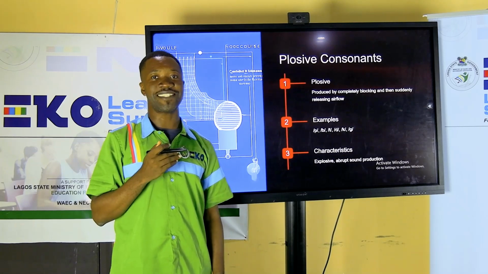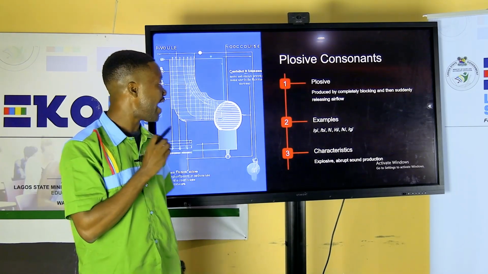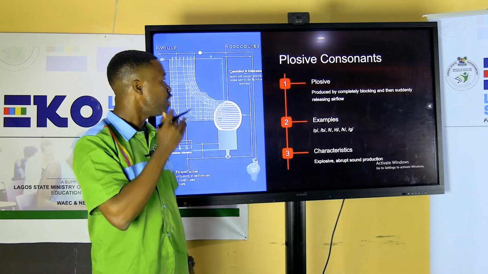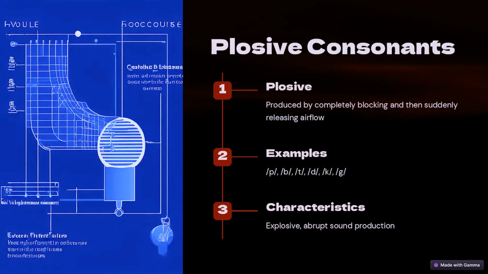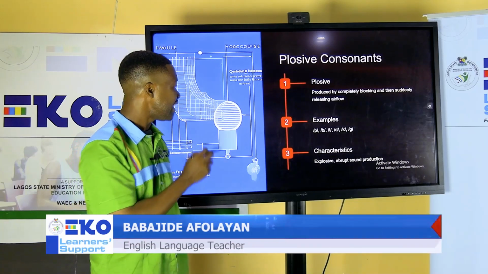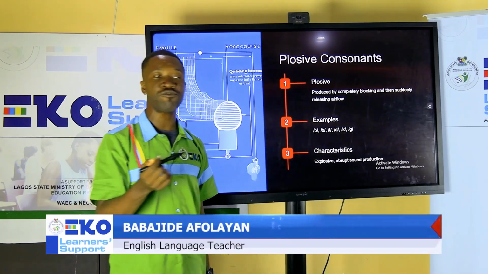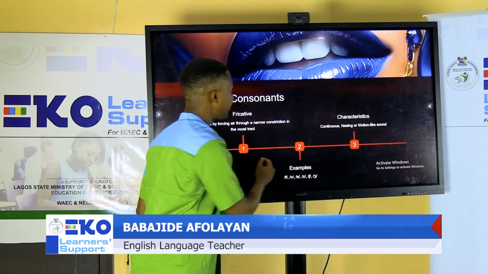When you produce the sound P, you find that there is a sudden and quick release of air from your mouth, because you have blocked a part of the speech organ. We have others like B, T, K, and G sounds. And the characteristic is that there is explosive and abrupt sound production. Let's move to the next type.